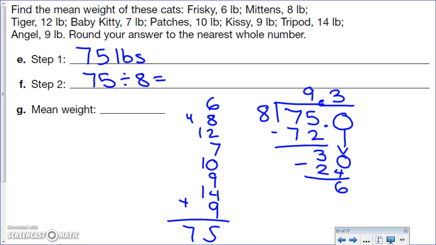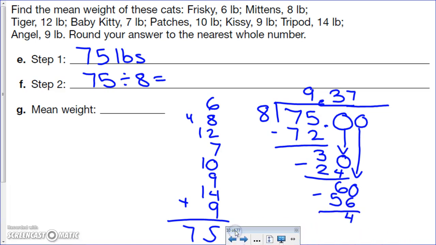We're going to add another 0, bring it down to make 60. 8 goes into 60 7 times. We're going to add one more 0 and bring it down to make 40. And 8 goes into 40 5 times. So our mean weight is 9.375 pounds. Make sure your decimal is in your answer.